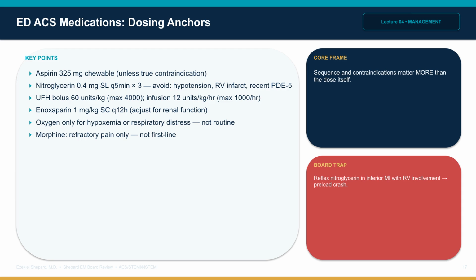Enoxaparin is 1 mg per kilogram subcutaneously every 12 hours, adjusted for renal function. Oxygen is for hypoxemia or respiratory distress, not routine normal saturation. Morphine is selective for refractory pain and is not the default first medication. The board tests nitroglycerin traps, especially inferior MI with right ventricular involvement.